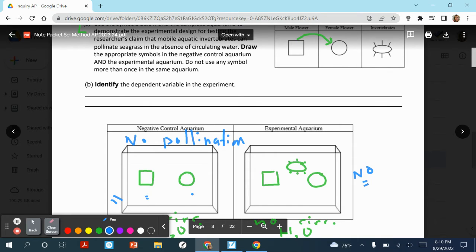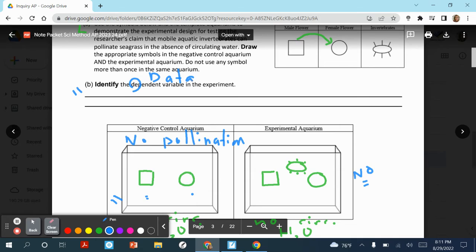Now, I wanted to go ahead and talk about this part right here. Identify the dependent variable in the experiment. Remember, the dependent variable has to be some kind of data. So whatever you write down here for the dependent variable, you have to be able to get a number for it. So you don't want to say that the dependent variable is pollination because we need to be more specific. So what do you mean by pollination? How can you measure pollination? I need a number for pollination, okay?